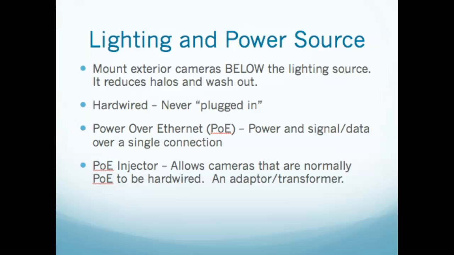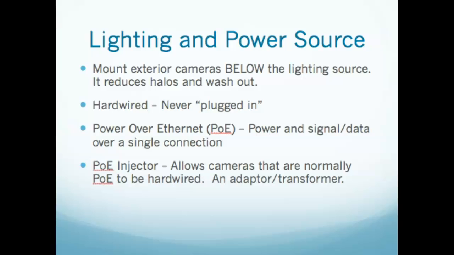If you go above the lighting source, you normally get washout. You'll notice that your image is not nearly as crisp and you're going to have big blotchy white areas below you. So you want to mount exterior cameras below the lighting source. It also cuts down on halos.